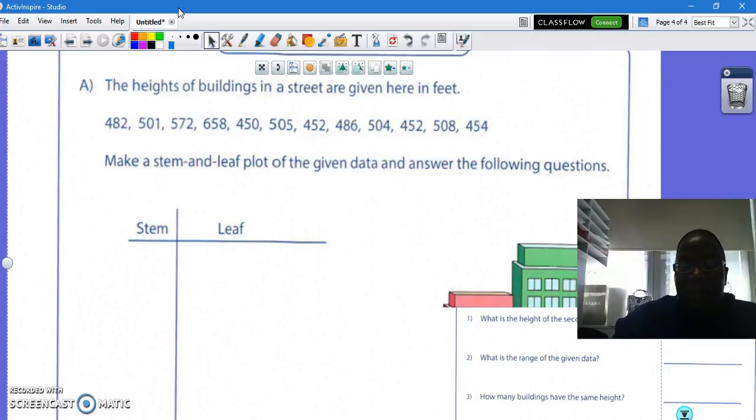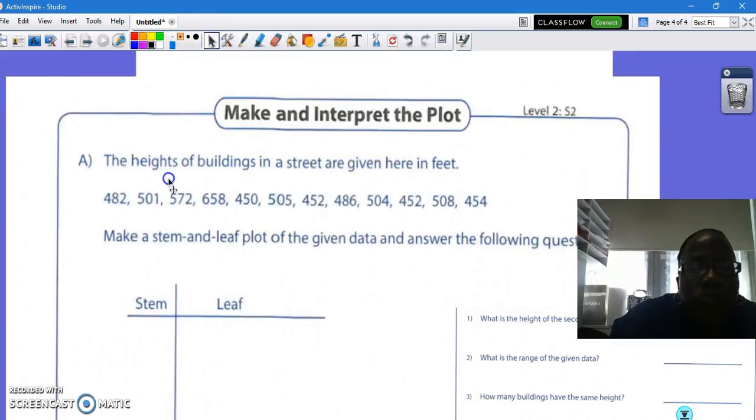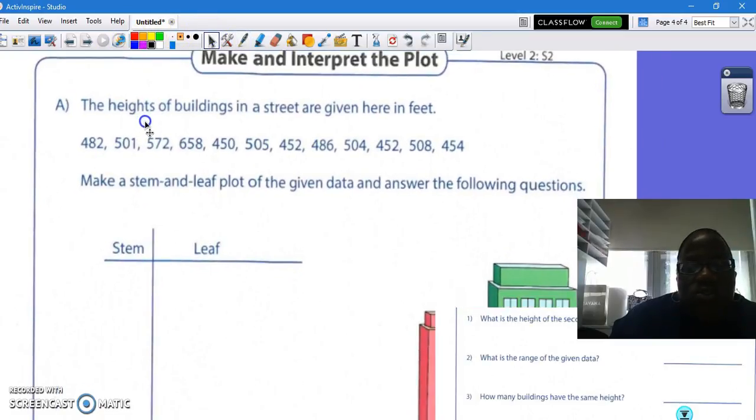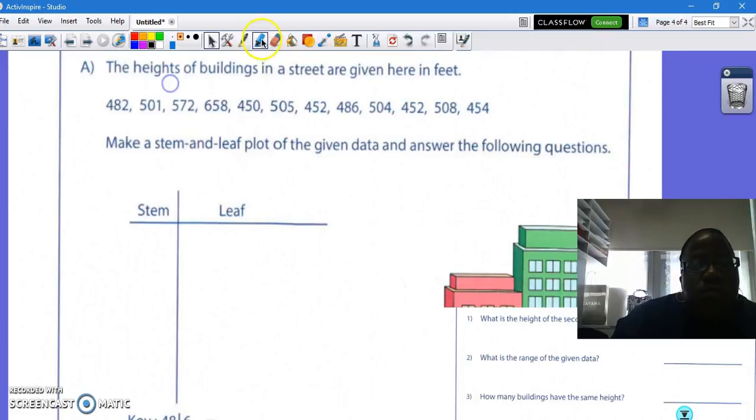Okay, so I'm going to hurry up and put these in order for you. And this question is talking about the height of buildings and streets given here in feet. Okay, let's put those in order. So my smallest number is 45, 130, 452. There's 2 of them. 452.